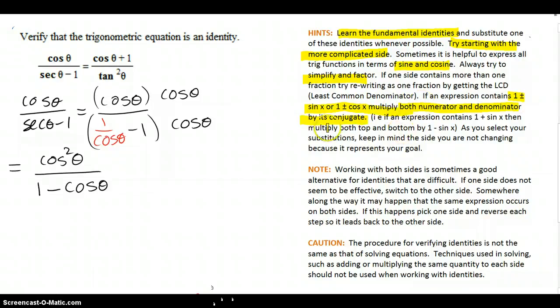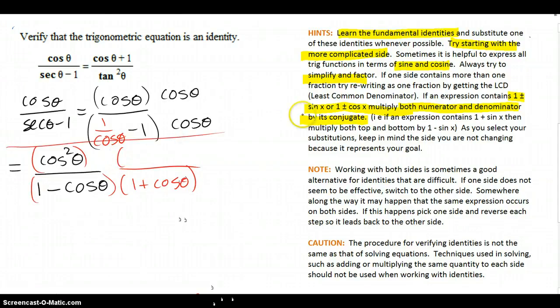Well, we do have a 1 minus cosine, so I'm going to do that trick. I'm going to multiply top and bottom by its conjugate. If you remember, in your past classes, a conjugate means the opposite sign. So we still have cosine, but it's going to be 1 plus cosine of theta. We're going to multiply top and bottom by that.